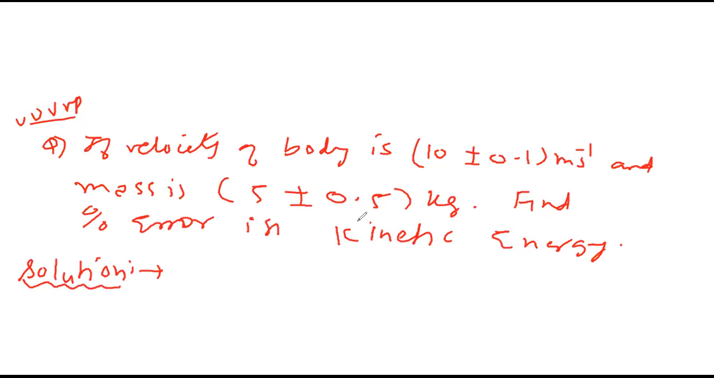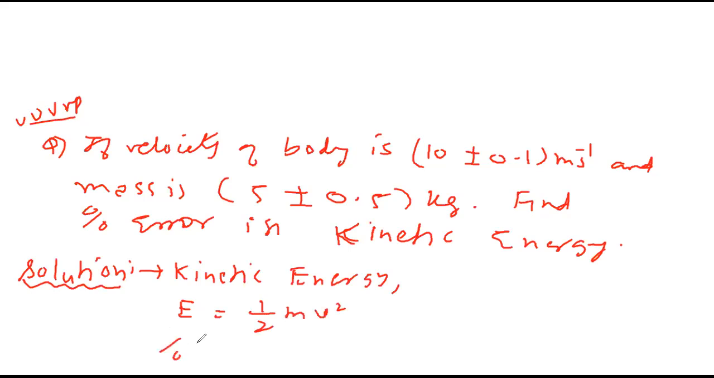Which quantities error we want? Kinetic energy, correct? What is formula for kinetic energy? Half mv square. So I can say kinetic energy denoted by E is half mv square. So percentage error in E, half में error होएगा? No, sir, it is a constant. Yes. So percentage error in M plus 2 times percentage error in V.